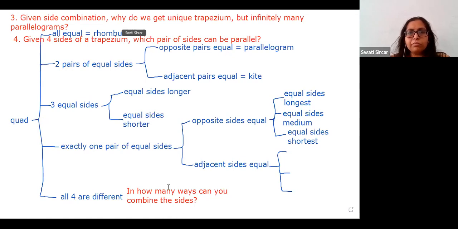Now, first three things we already got. They are rhombus, parallelogram, kite. So that is all done. Now, if we have three sides equal, then do you think it is possible to make them trapeziums?